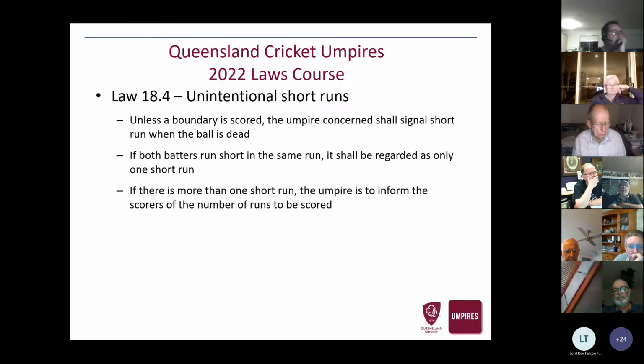Where you have a scenario where both batters run short in the same run, it is regarded as only 1 short run, not 2. And in the event you have more than 1 short run in any particular delivery, the umpire is to inform the scorers of the number of runs to be scored.